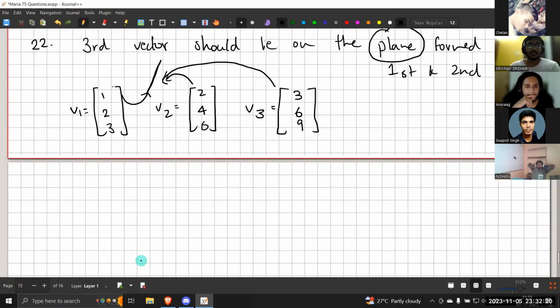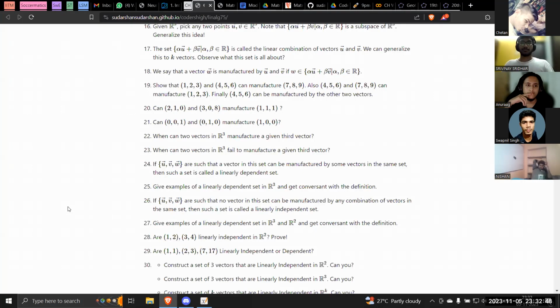So I think Swapnil has understood it completely. If you have understood what Swapnil said, how would you restate this statement to make it cover these kind of vectors as well? So you cannot use this plane here, right? So how would you generalize the statement? When can two vectors in R3 manufacture a given third vector?